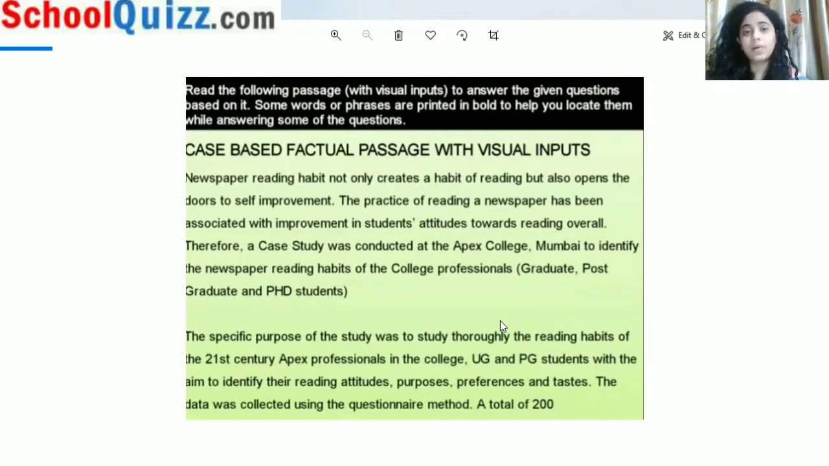So here we are talking about newspapers. You all must know what a newspaper is and what news will be included in those papers. Newspaper reading habit not only creates a habit of reading, meaning it will improve your reading, but also opens the door to self-improvement. You can recognize your growth from the day you started reading the newspaper till the 30th day. From day 1 to day 30, you will see an improvement in yourself, how you have grown and how you understand what is given much importance and what is not.